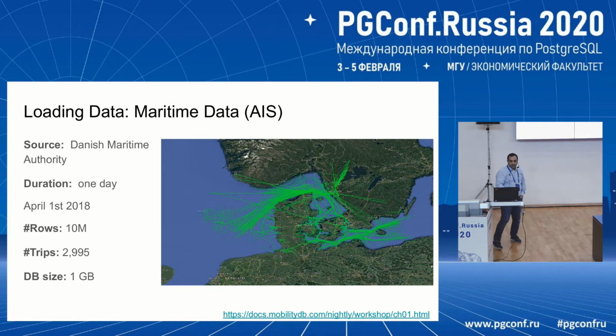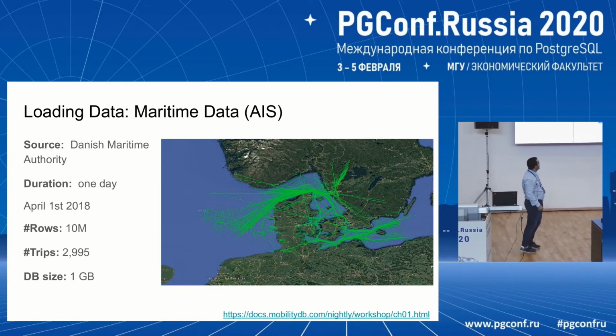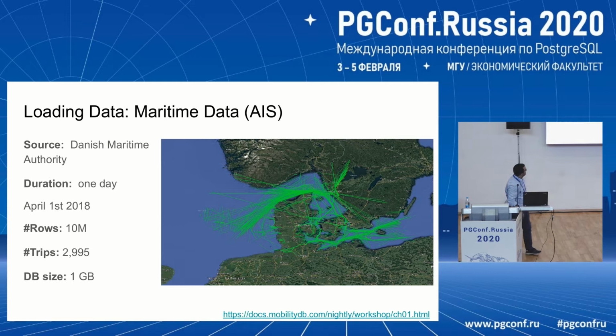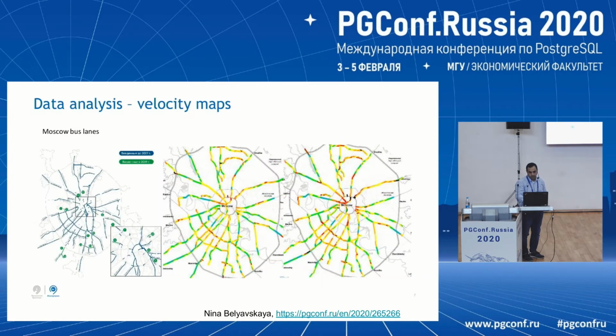Another tutorial on the GitHub is on maritime data management. This is location tracking of ships. These are ships from the Danish Maritime Authority. They publish a huge amount of ship data, ship tracks, and we have loaded some of them in MobilityDB, and I am going to show some queries on them.